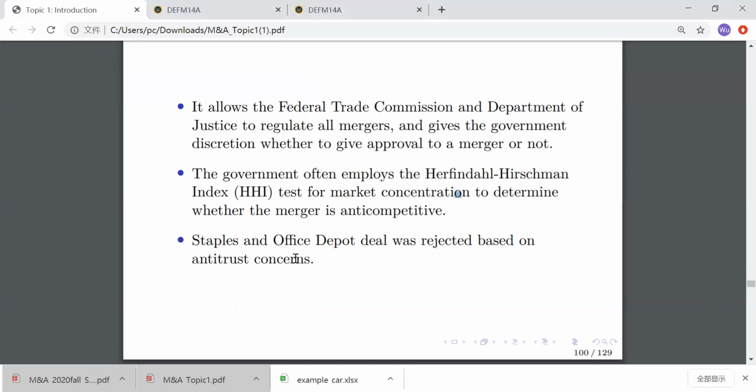For example, the Staples and Office Depot deal. This is a deal between two competitors in office supply, so this is a horizontal deal. The deal was rejected based on antitrust concerns.